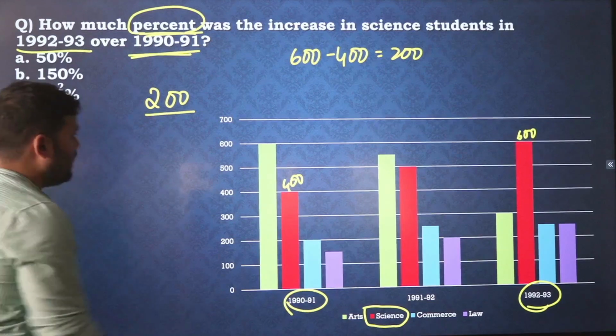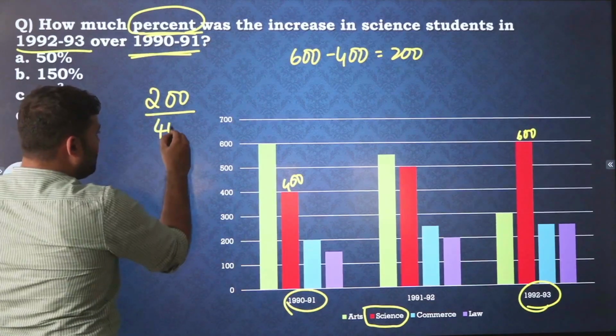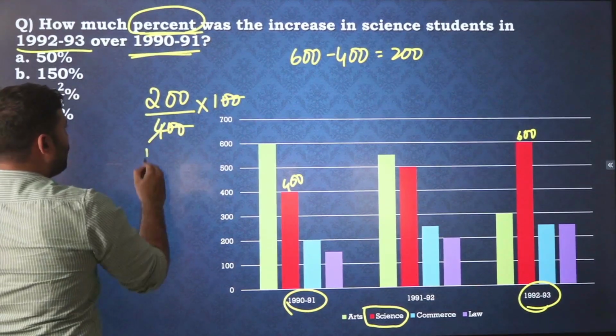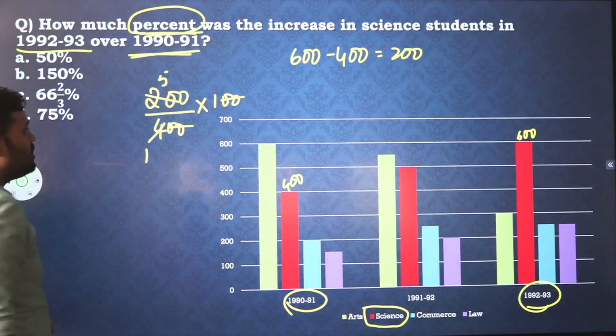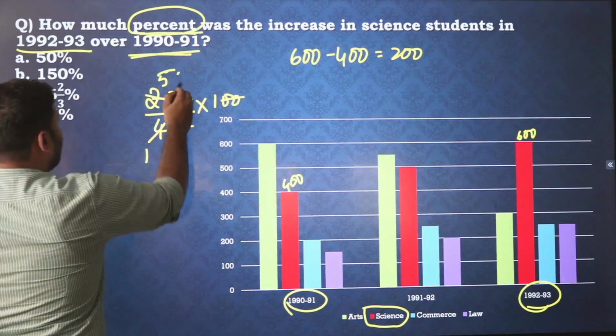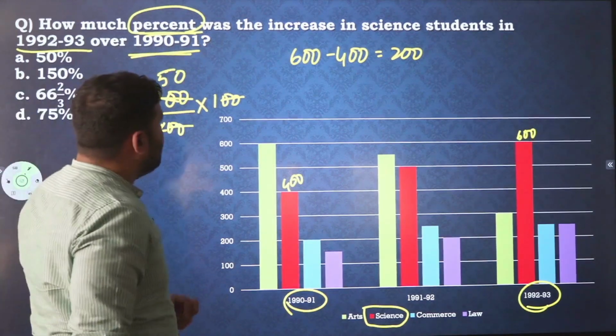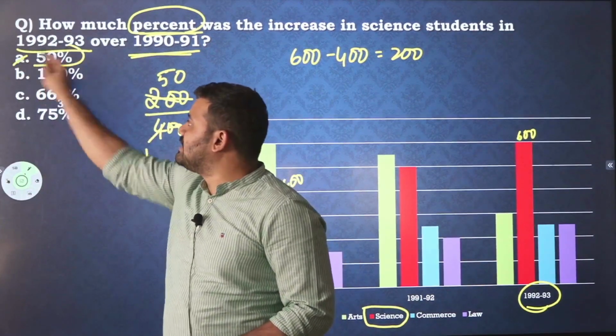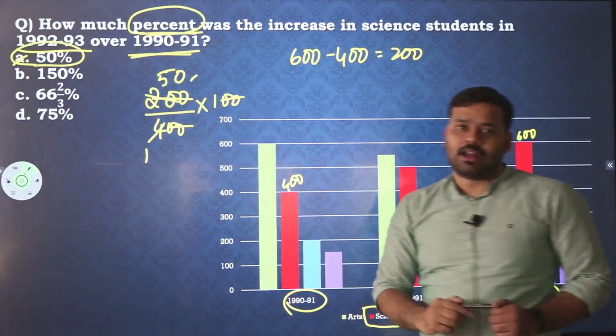They are asking over, meaning this is the base. So what is going to be the base? Base is going to be 400, into 100. So 2 zeros, 4 ones are 4, 4 fives are 20. So the right answer here is going to be a 50% increase. 50% is the right answer.